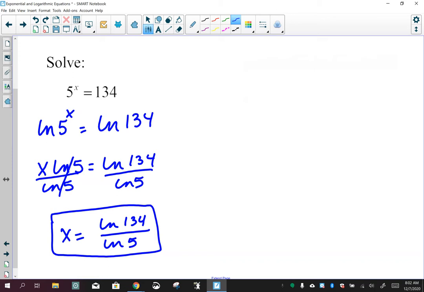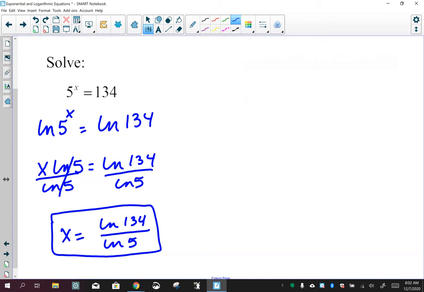You can put it into the calculator and get a decimal value. Pay attention to what it's asking you to see if it wants you to round to the nearest tenth or hundredth or whatever else. So just pay attention. Okay.